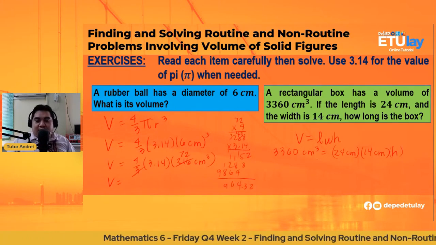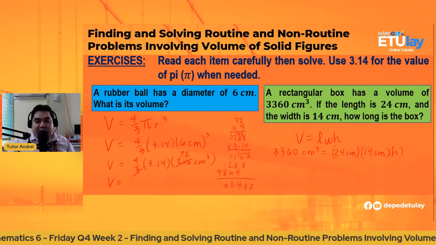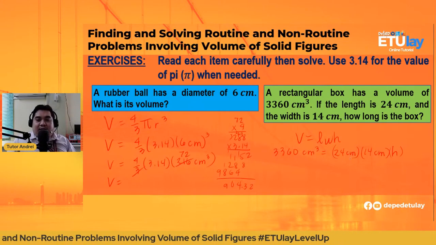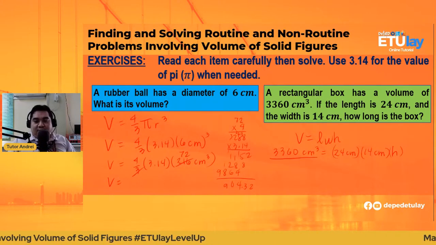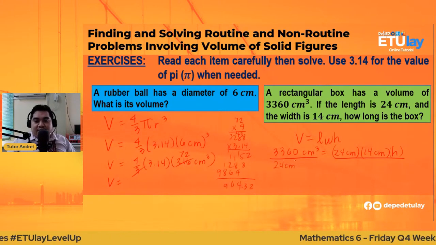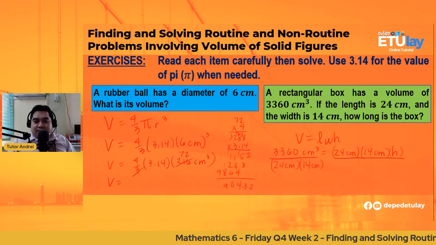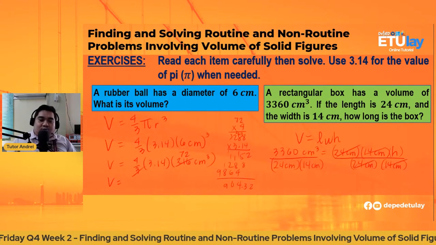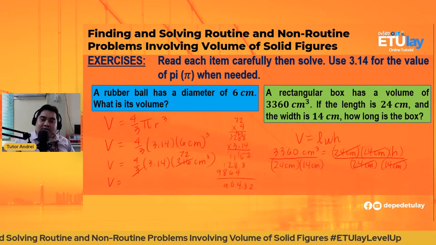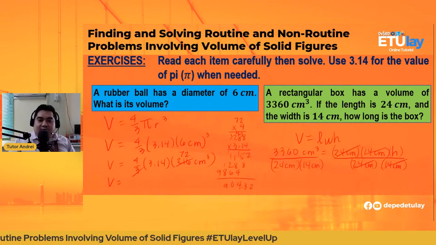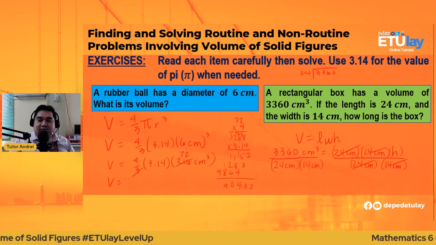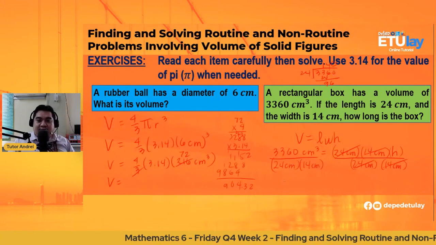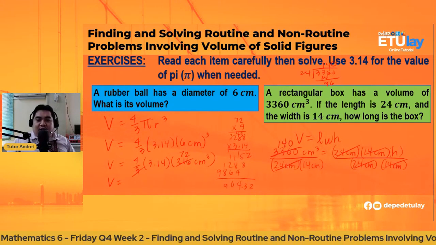So to find h, we will multiply 24 centimeters by 14 centimeters. Then we will be dividing 3,360 by the product of 24 and 14. So to do that, we may divide both sides by 24 centimeters times 14 centimeters. And then we do the cancellation. So is 3,360 divisible by 24? So let's see if we can divide 3,360 by 24. So that's 1, 24, 96. Yes, 140 is the answer. So this will be 140 and 1.